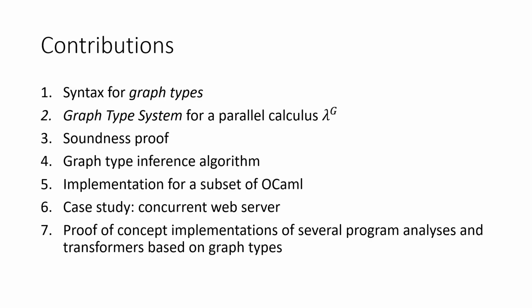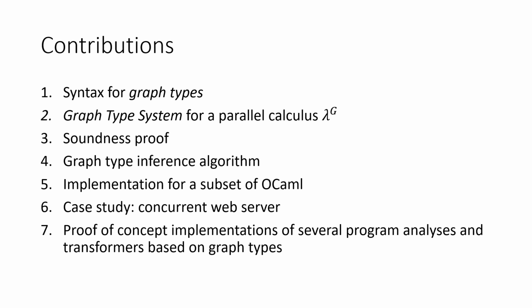The paper first describes the syntax of graph types through several examples. Next, it presents a graph type system for a parallel calculus containing futures, as well as a proof of soundness, motivated on the previous slide. The paper describes an algorithm for inferring graph types for a parallel functional program, building on Hindley-Milner type inference. The algorithm has been implemented for a large subset of OCaml.